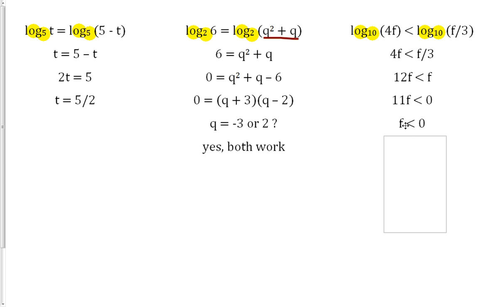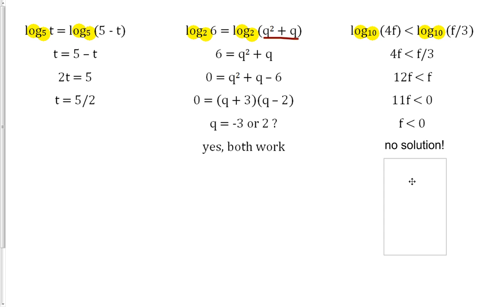However, let's go back and check to make sure that this is going to work. If f is less than 0, and we plug this in, we're going to end up with a negative number on this side in our log, so that's a problem. Same thing on the other side, actually. So the only thing that would work for this is if we had f being greater than 0.